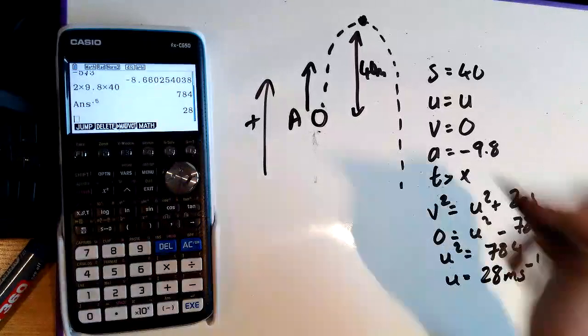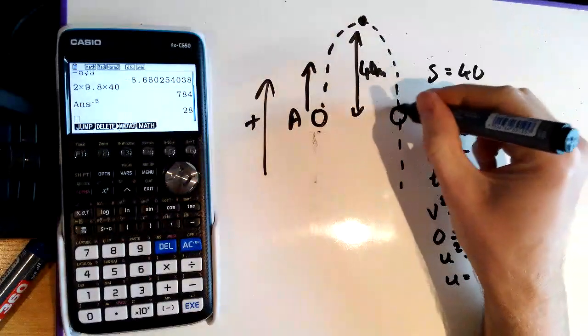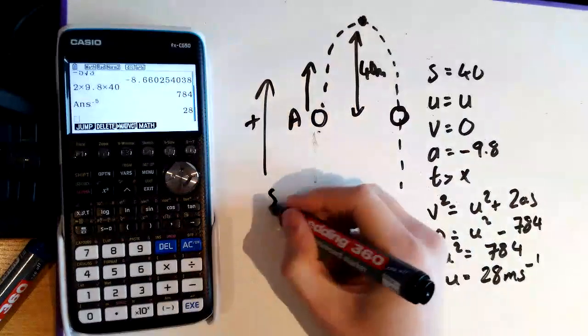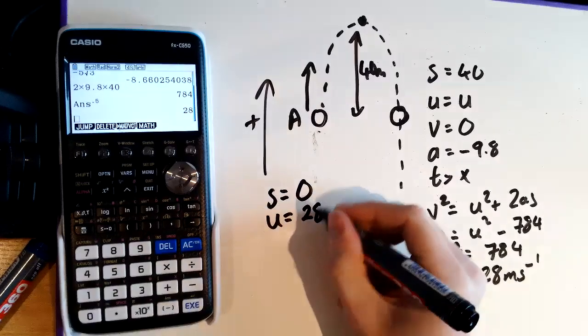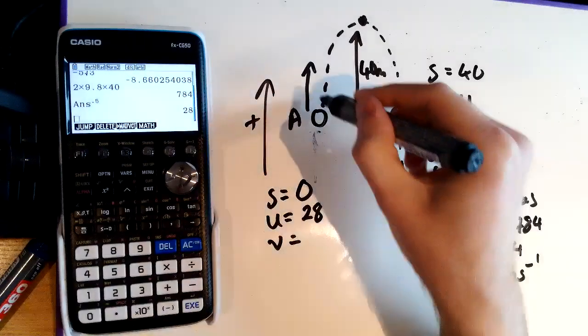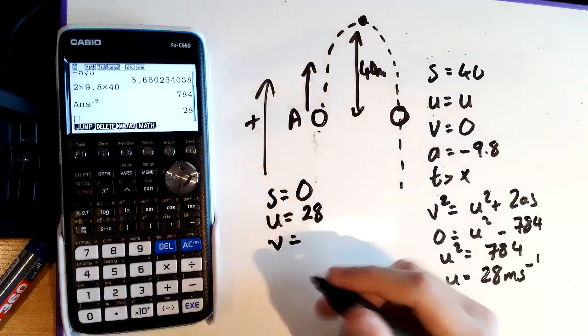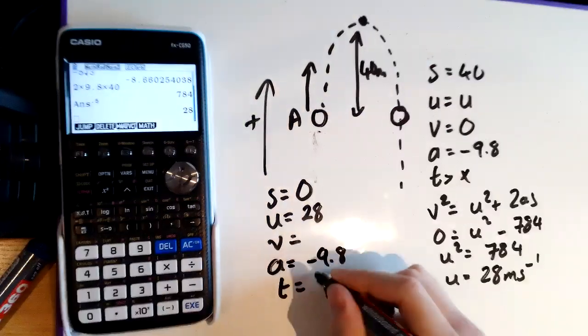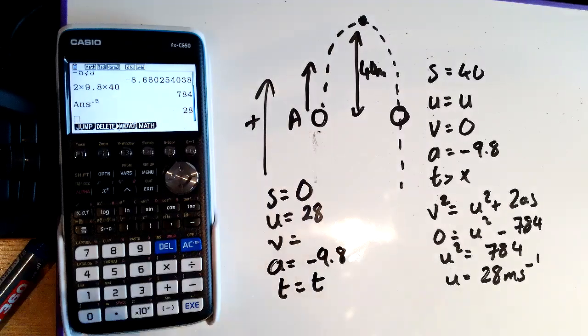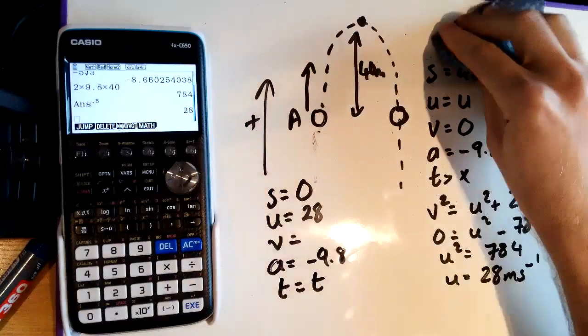And we also want the time it takes to return to the air, so the time to get back to here. So if we do that again, we know that S is 0 this time. We know that U is 28. V, we don't know, but in fact it will just be minus 28. A would be minus 9.8, and T is what we're trying to find. So we need the formula without V.